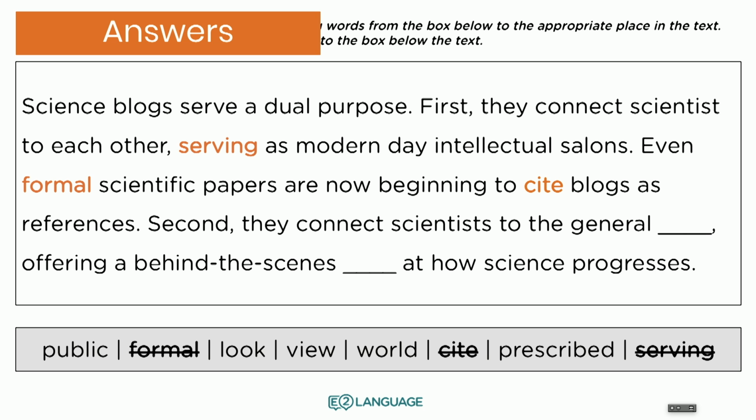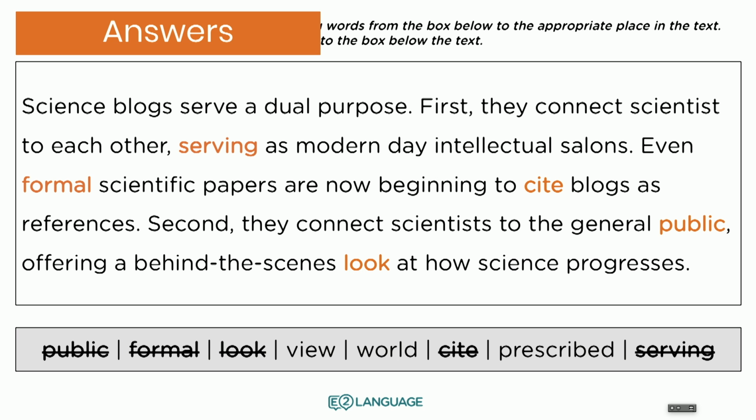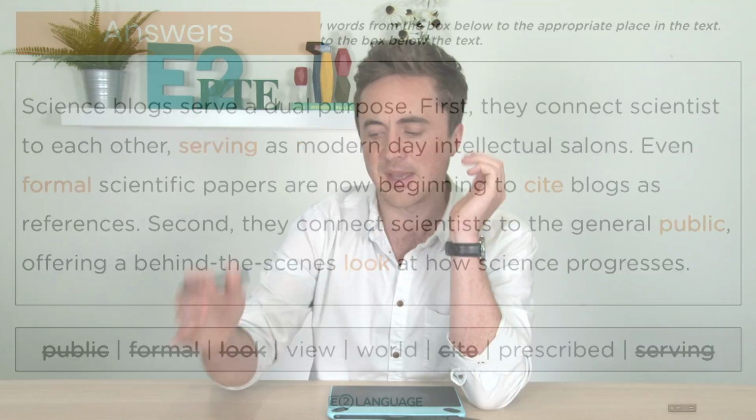Second, they connect scientists to the general, you should know this one, public, right? There we have an adjective noun combination. Now, public can function as an adjective or a noun. In this phrase, it's acting as the noun, offering a behind the scenes look at how science progresses. So 1, 2, 3, 4, 5. How many did you get out of 5? You might want to put your answer for question number 1 into the comments below.